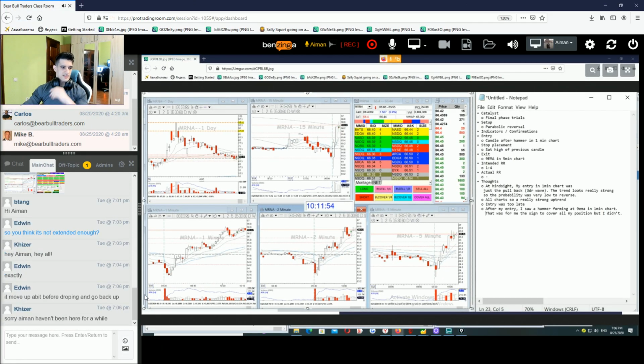B-Tang, let's see what you did right there. So B-Tang traded MRNA. And what was the setup? The catalyst was final phase trials. The setup was parabolic reversal.